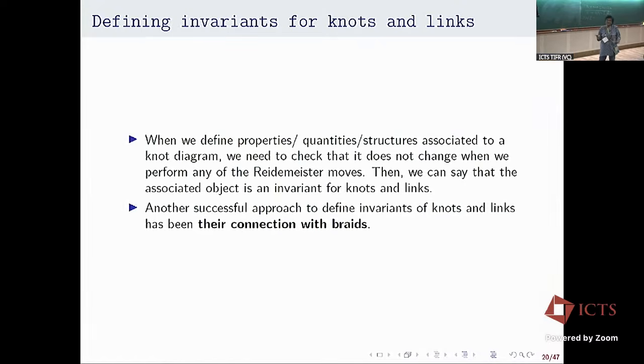So now for invariants, if I am defining an invariant using a diagram, I need to check that that quantity does not change under these 3 moves. So I take a diagram, I define something, and then I have to verify that if I perform Reidemeister move 1, the quantity should remain the same. Likewise, Reidemeister moves 2 and 3. If the quantity doesn't change, that means that quantity is a link invariant. And we can use them for detecting.